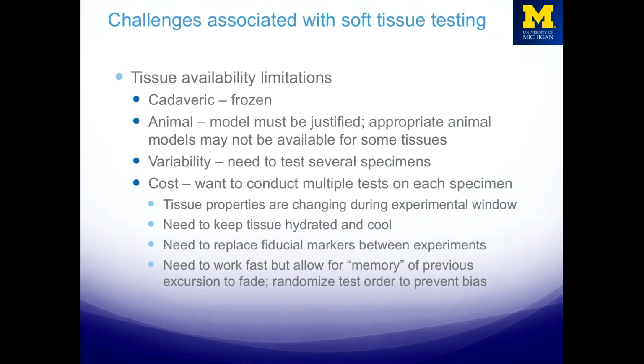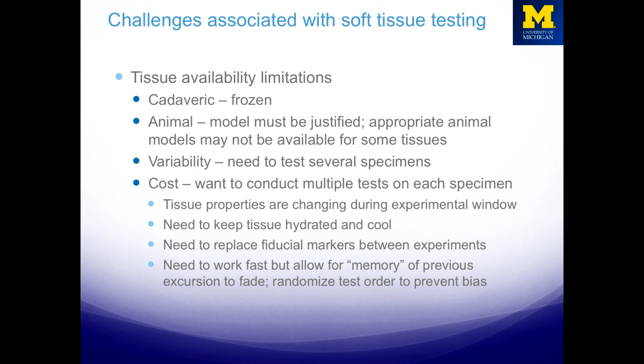So when you test soft tissue, you have two options. You can use human tissue that has been frozen, it's cadaveric tissue, or an animal model. So the animal model has to be justified, and sometimes there aren't good models, but in the case of the ACL, there is a good animal model, the sheep.